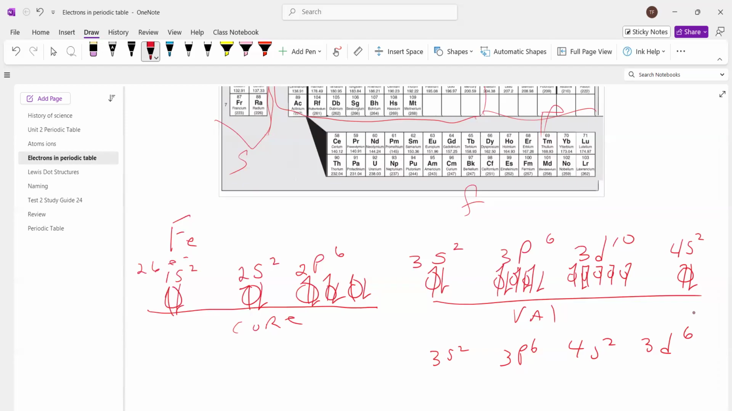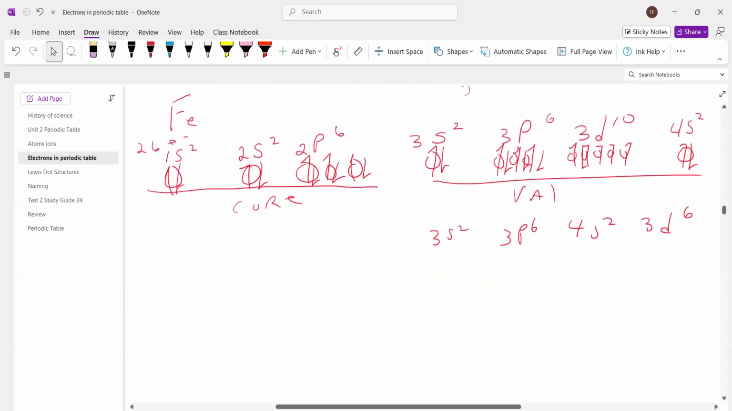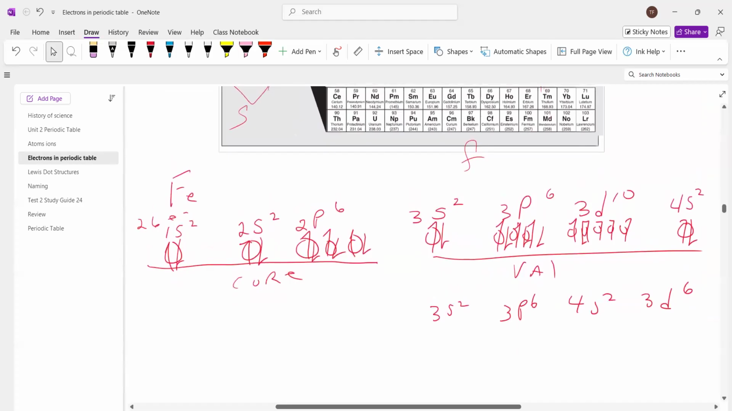Okay, let's do one more shell 4. I don't know. Let's do zinc. Twice is a charm. Are there any questions about iron?